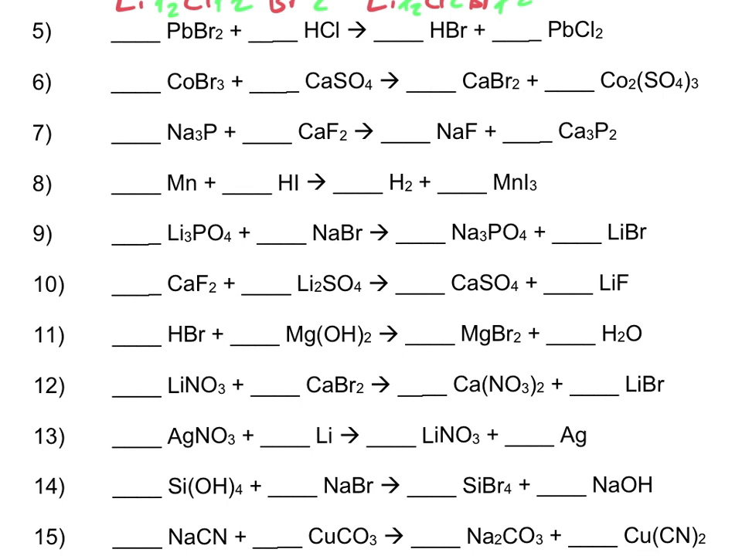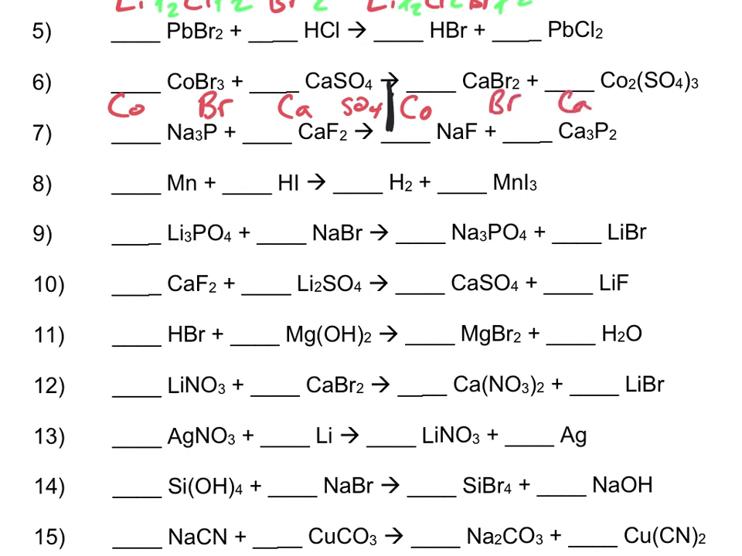Number 6, we have cobalt, bromine, calcium, and sulfate. Put that below the arrow. Write it the same way. Calcium, bromine. What do I have? Oh, nope. I was saying, why do I have 2 calciums? That's cobalt.